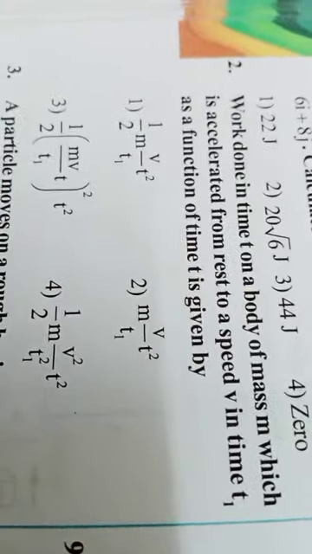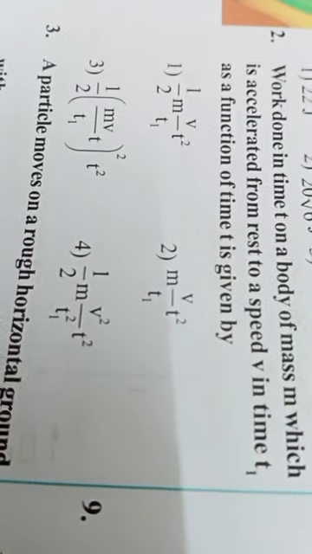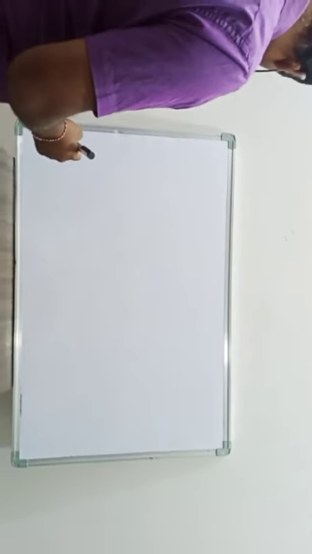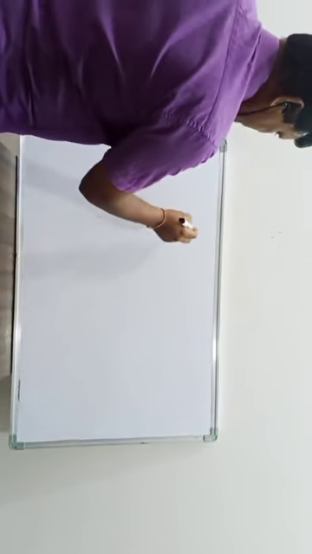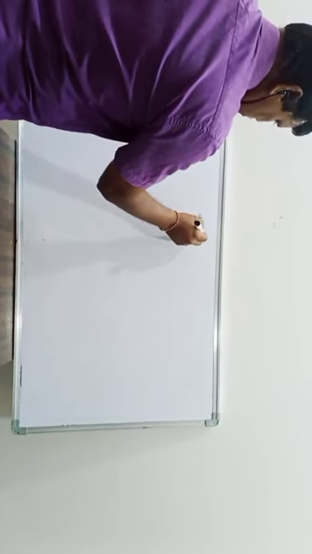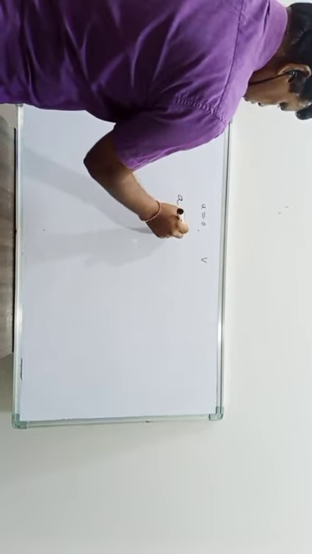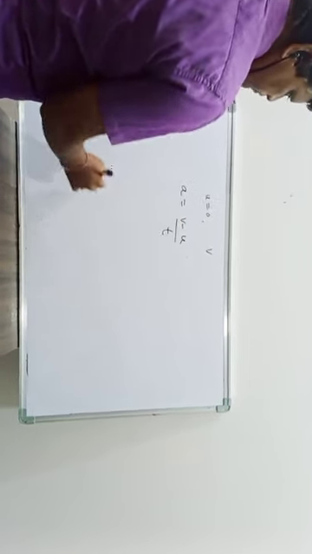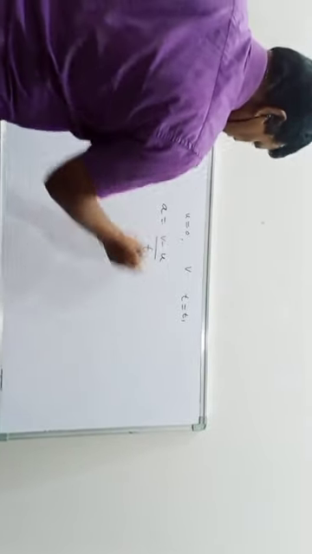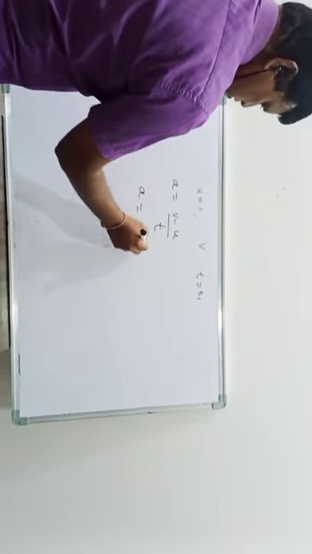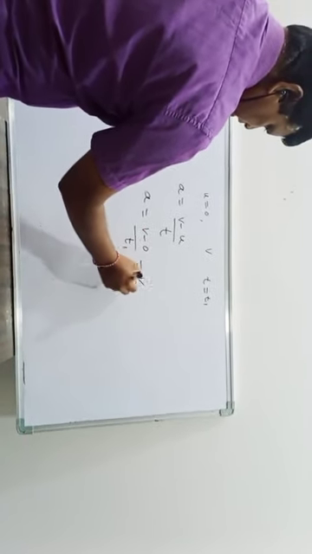Work done in a time t on a body of mass m, which is accelerated from rest to a speed v in a time t1, as a function of t is given by. The problem is the work done by a body in a time t, in which it is accelerated from rest. From rest means initial velocity 0, final velocity v. Then what is the acceleration? Acceleration is equal to change in velocity with respect to time. But the time given t is equal to t1. So a is equal to (v minus 0) by t1, that is equal to v by t1.